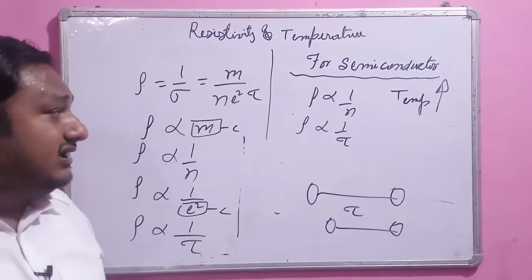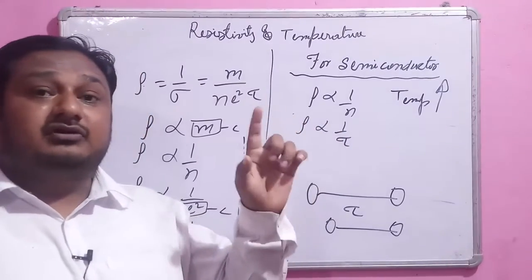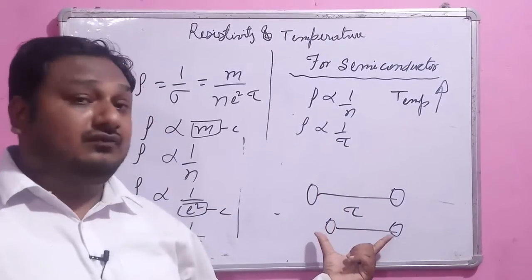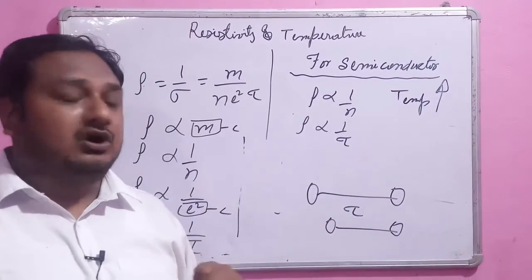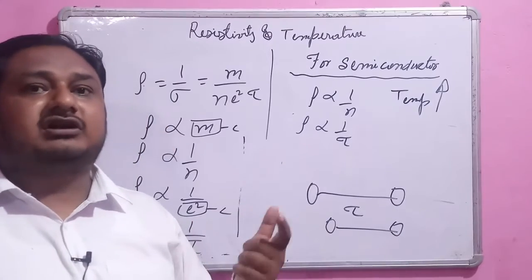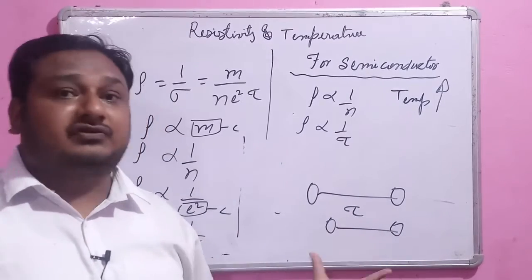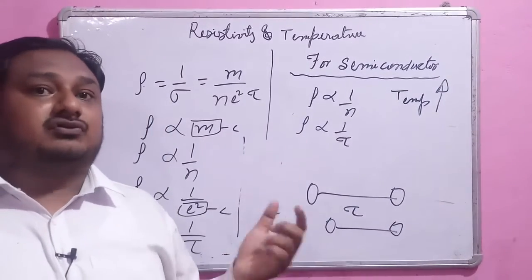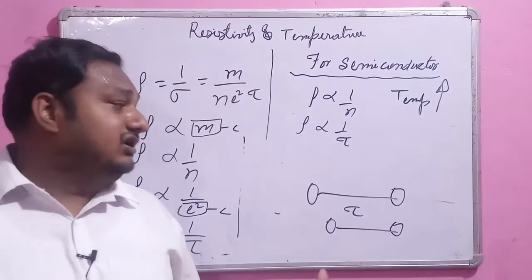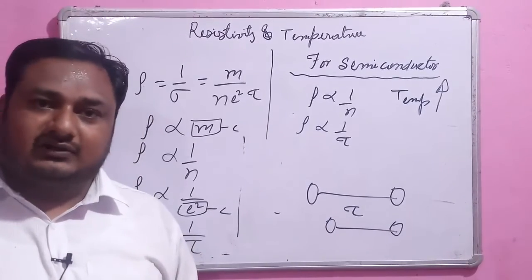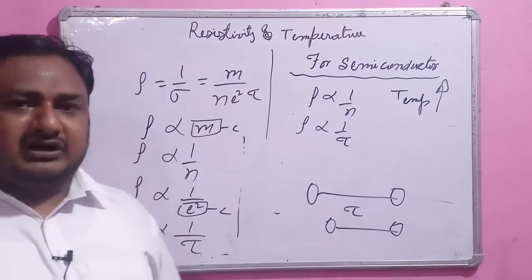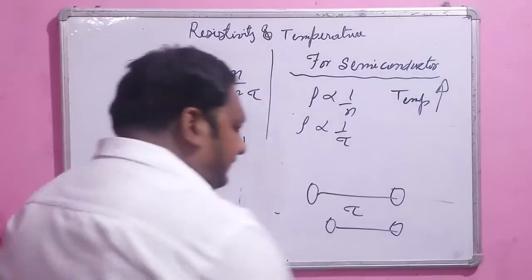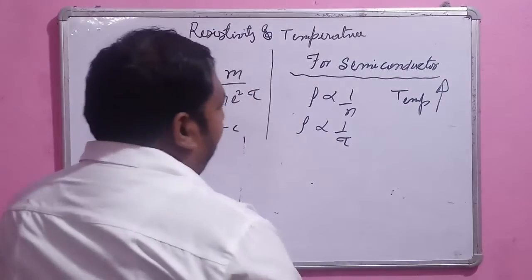That means if the number density, the number of electrons per unit volume, increases with the increase in temperature, they nullify the effect of temperature on relaxation time, so the relaxation time for a semiconductor remains constant with the increase of temperature. Why does it remain constant? Because the increasing number of electrons compensates for and neutralizes the decrease of relaxation time. So for a semiconductor, the relaxation time remains constant.